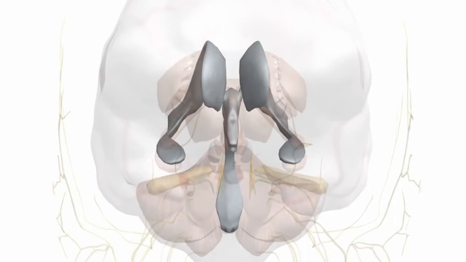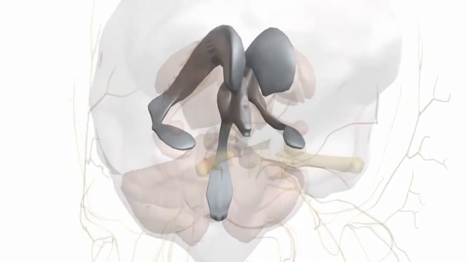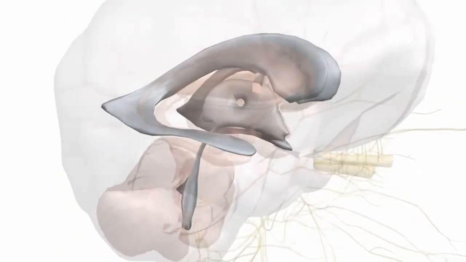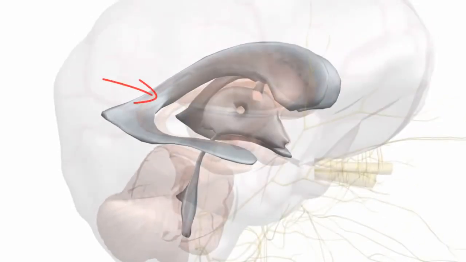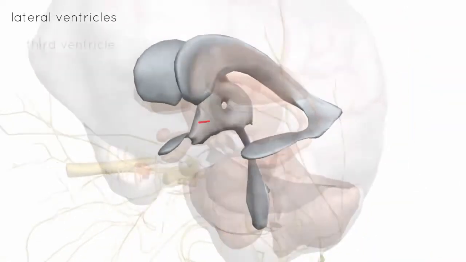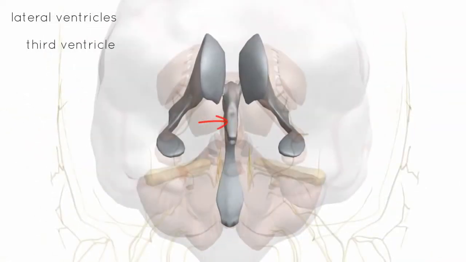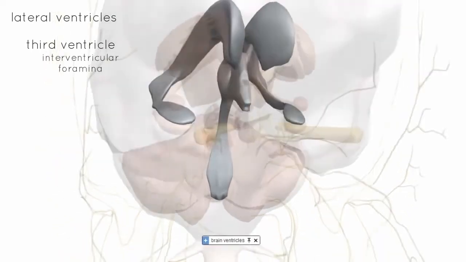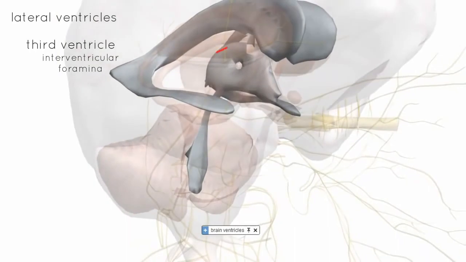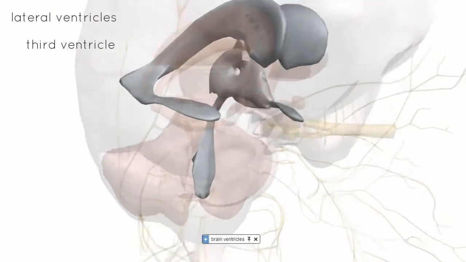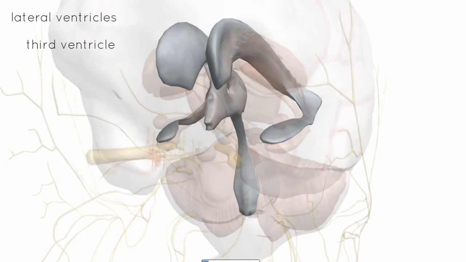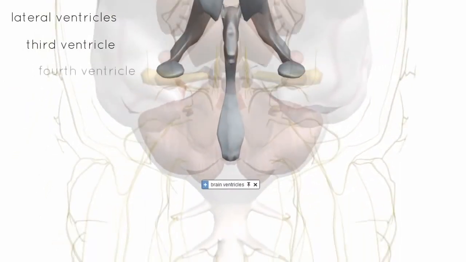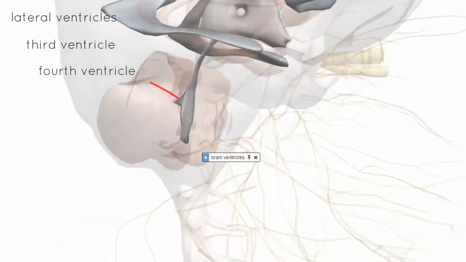I've just switched to a diagram of the ventricular system of the brain. You can see these C-shaped ventricles on either side. These are the lateral ventricles. You've got one on either side, and they connect to a third ventricle which sits in the midline, and they're connected to the third ventricle by interventricular foramen, or foramina plural, these little bits on either side. And then the third ventricle connects to the fourth ventricle, which lies within the pons.